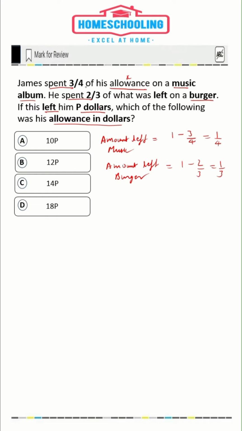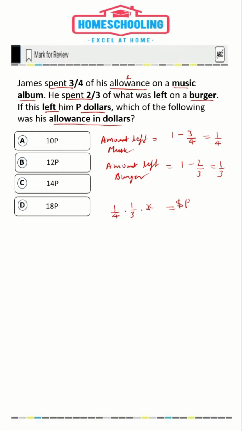And the total amount that was left after spending on the music album and the burger was $P. So we can write this as the amount left after the music album, that is 1/4, then the amount left after the burger, that is 1/3 of the allowance. And we have taken the allowance as X. So the total amount that was left was $P.